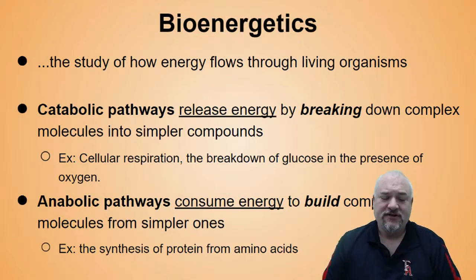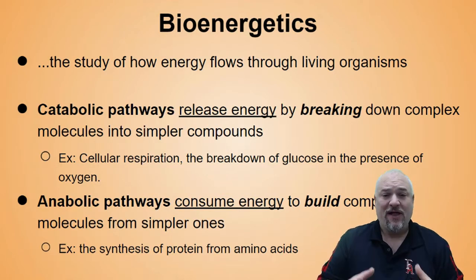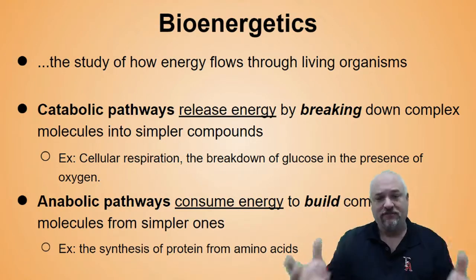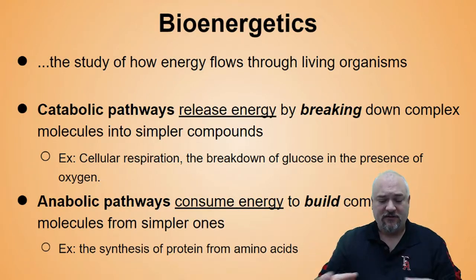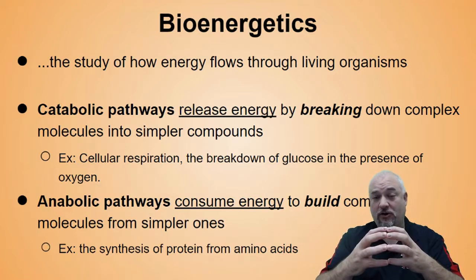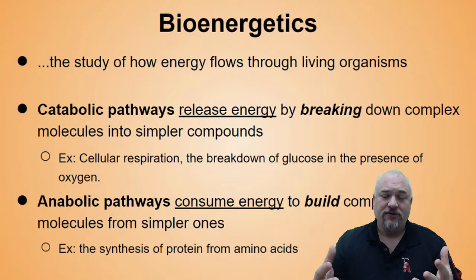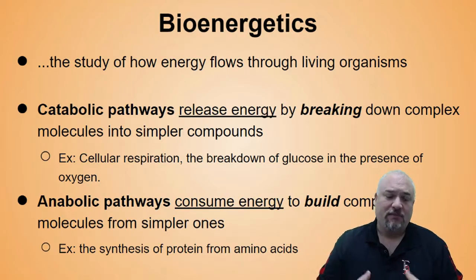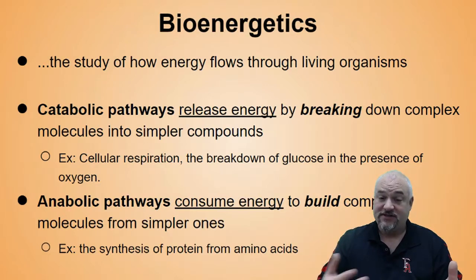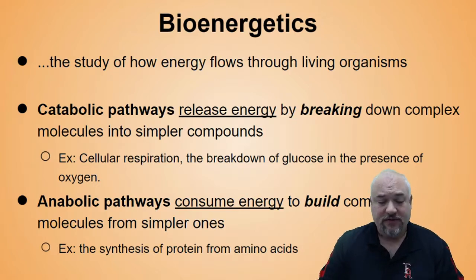And two big things here I want you to understand is the difference between catabolic and anabolic pathways. Catabolic pathways release energy by breaking down complex molecules into simpler molecules. Okay, so if you start with a larger molecule like glucose, and you break it down into smaller molecules, in that process, you'll generally release energy. Prime example of that is cellular respiration, where we take glucose, break it down, and in the presence of oxygen in aerobic respiration, we produce all the energy that we're using, or most of it.